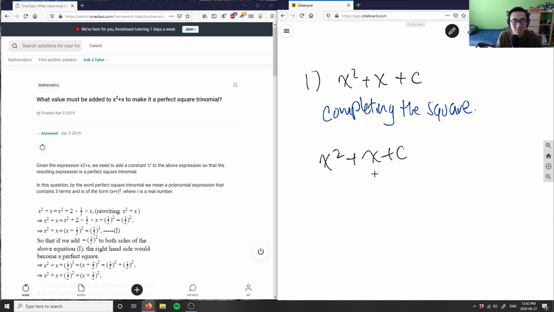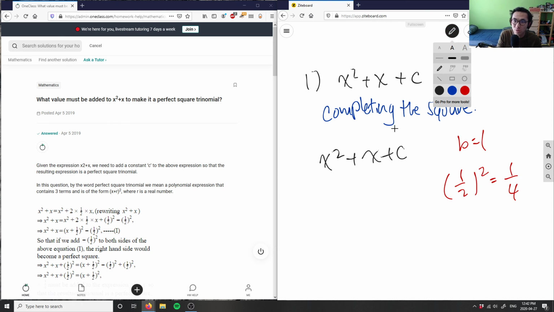I'm looking at the b term here. The b term is simply 1, so my b equals 1. What I'm going to do to this b term is divide it by 2 and square it. So 1 divided by 2 is half, and then I square this value, which equals 1/4.